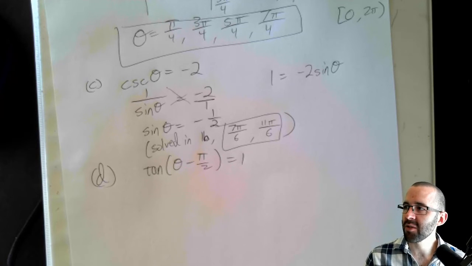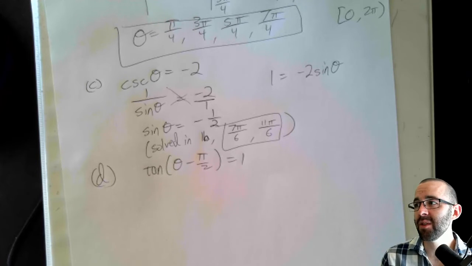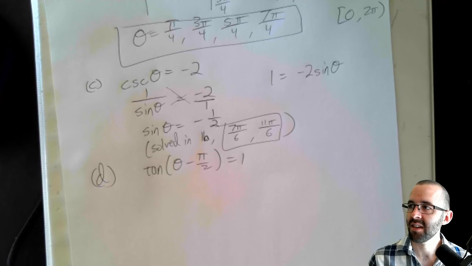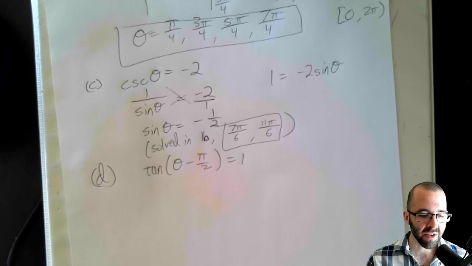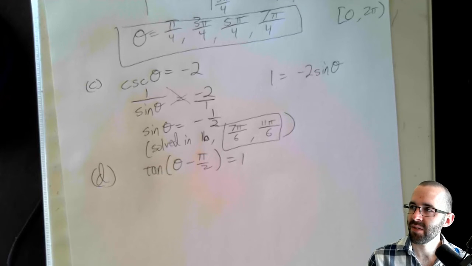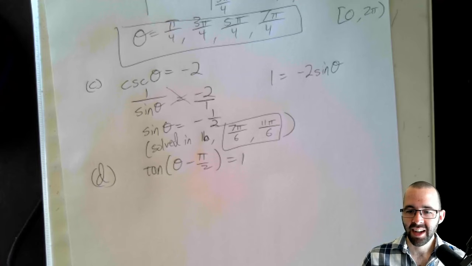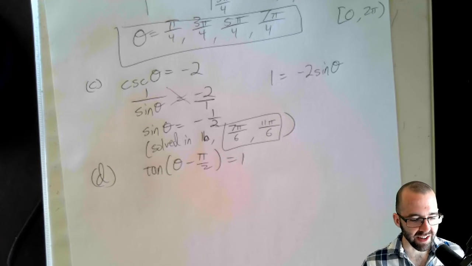Complementary angles, yep, and cofunctions. That's what I would do myself. Any other thoughts? I would like to use the cofunction identity anyway, but if people have other thoughts, I'd be curious.